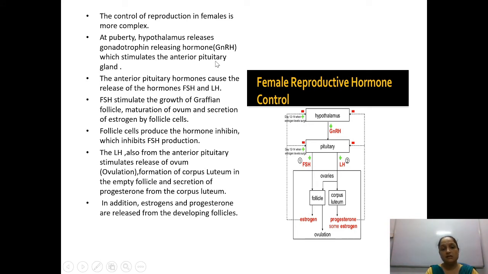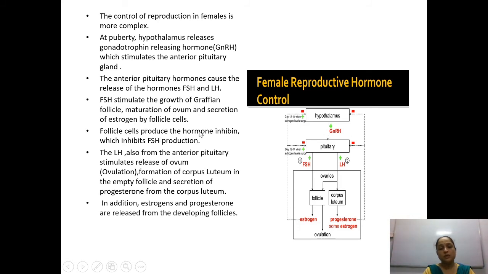GnRH stimulates the anterior pituitary gland. Here you can see that it is going to affect the anterior pituitary also, and this anterior part of the pituitary is going to secrete two hormones, that is follicle stimulating hormone as well as luteinizing hormone. This follicle stimulating hormone stimulates the growth of Graafian follicles. Graafian follicles you have seen in the section of ovary, the cells which were surrounding the ovum, that is a secondary oocyte. Follicle stimulating hormone stimulates the growth of the Graafian follicle. Then next thing, maturation of the ovum and secretion of estrogen by follicle cells.